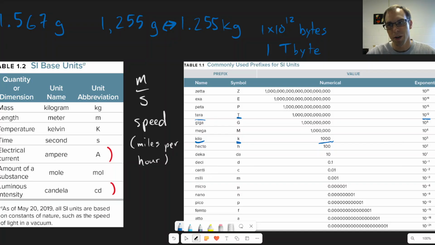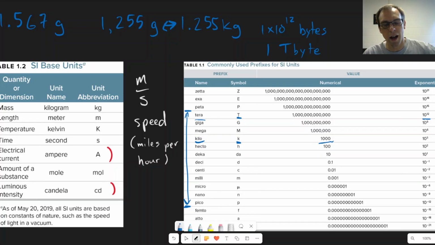So if you're not already familiar with these units, I would encourage you to use these tables to get familiar with the prefixes that are used. We'll be using these a lot in class. Mostly focus on things between here and here.